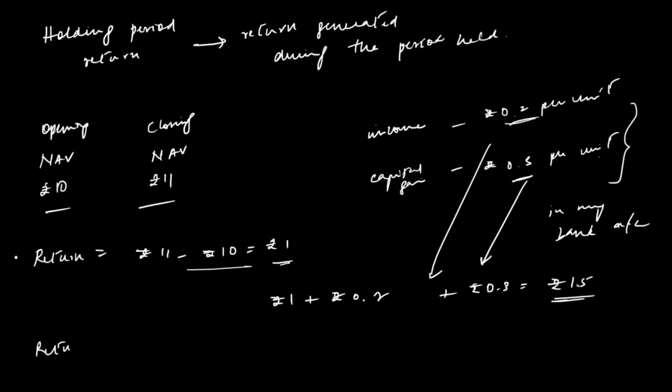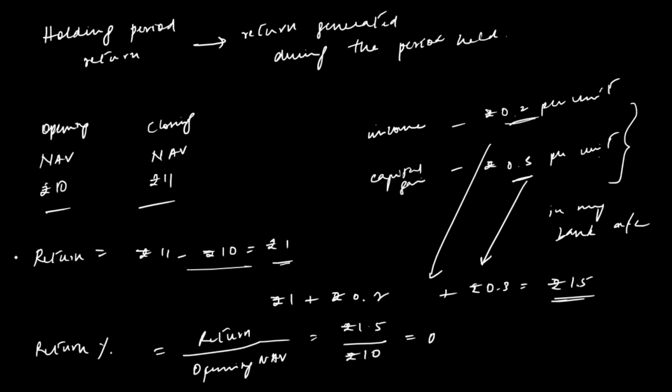Now what is return percentage? It is nothing but return by opening NAV. How much did I invest per unit? It is nothing but opening NAV, 10, right? So it is rupees 1.5 by rupees 10, that is 0.15, that is nothing but 15%, right? So this is how we will find out the return, right?